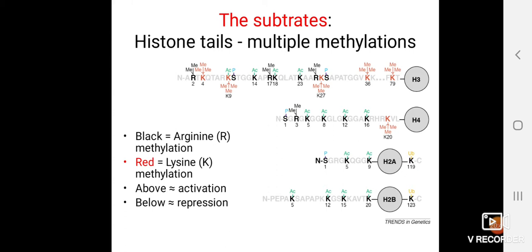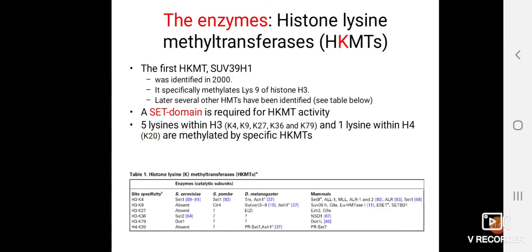Methylation at K4, K79 and K36 in the case of H3 induces activation of the gene, whereas methylation of K9 as well as K27 can cause repression, because as I told you earlier, methylation has repressive activity as well as transcription activator activity.